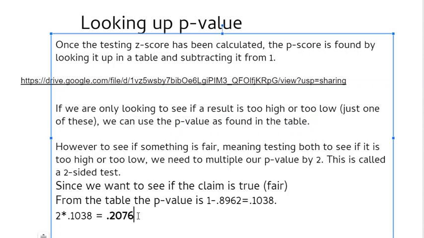Okay, so this is the number. This is the magic p-value that we are comparing to 0.05. Remember, we want it to be bigger than 0.05. Is it bigger than 0.05? I know decimals can be hard, but yeah, this is bigger than 0.05.